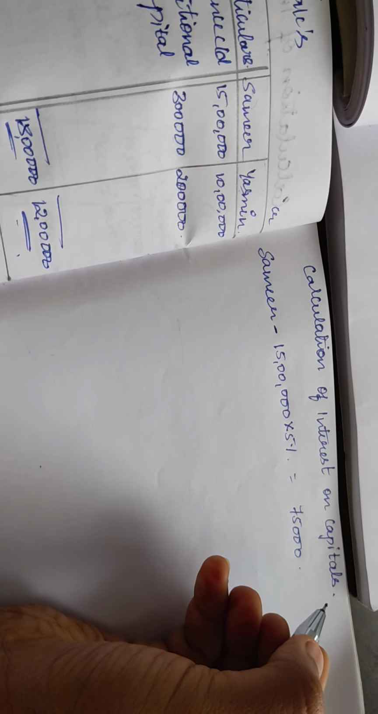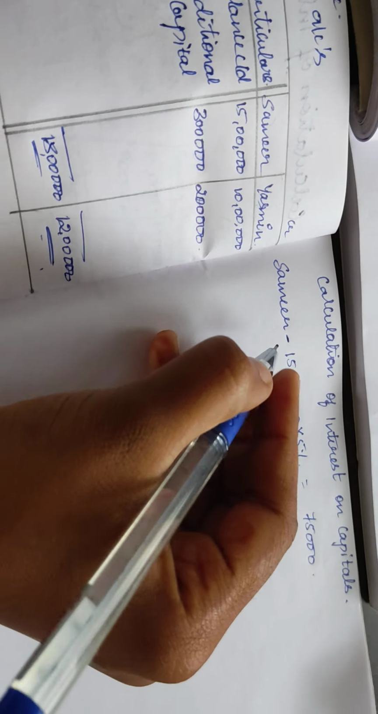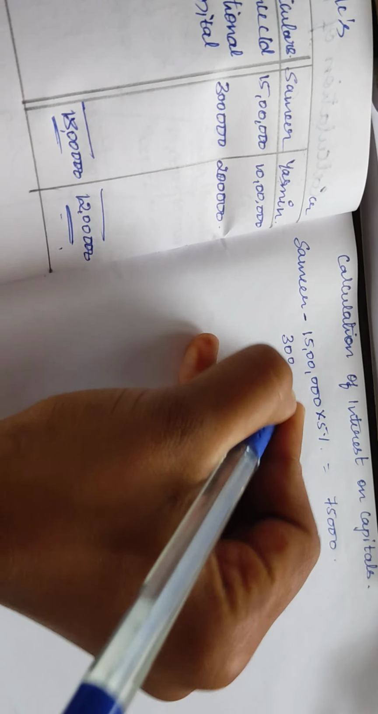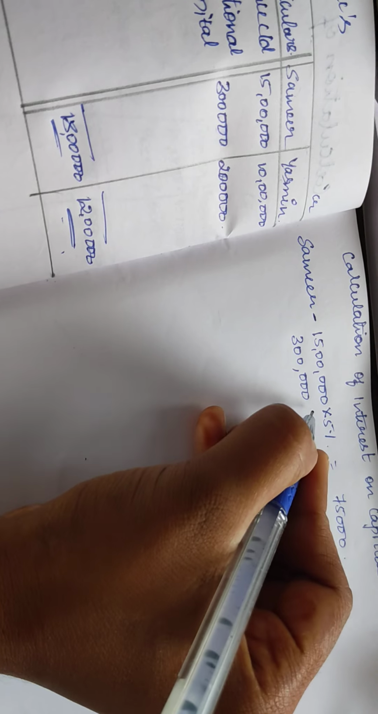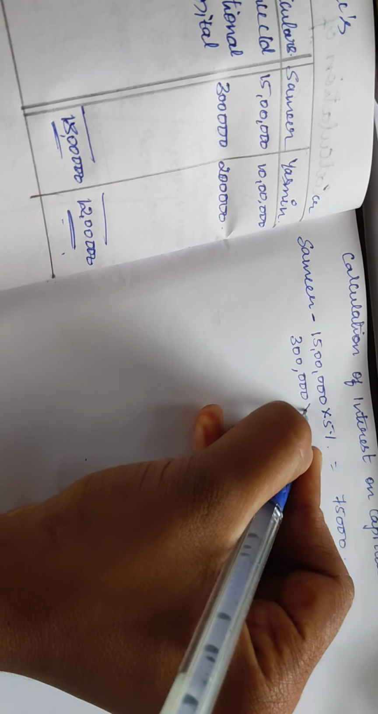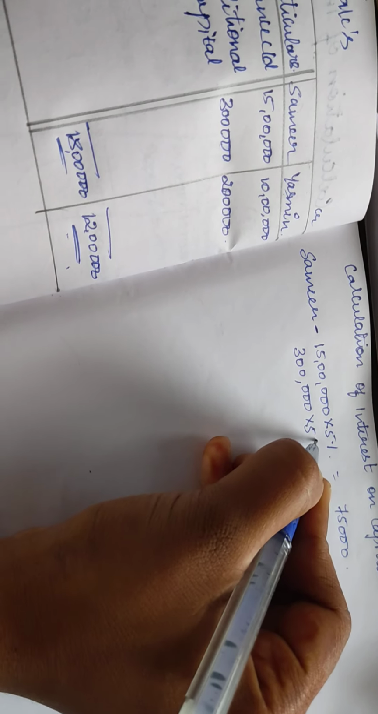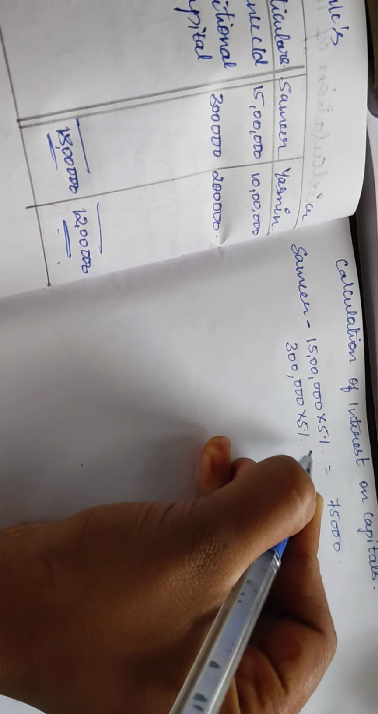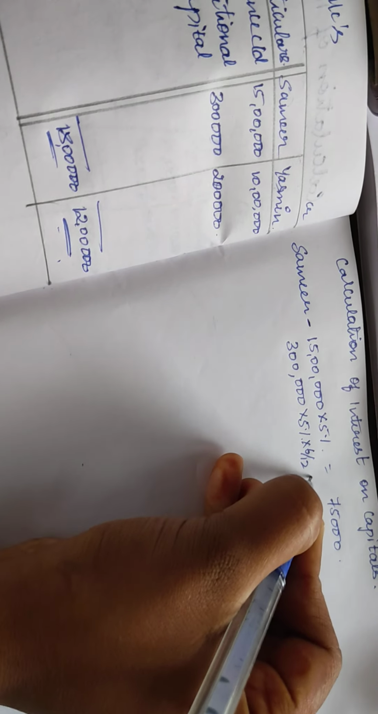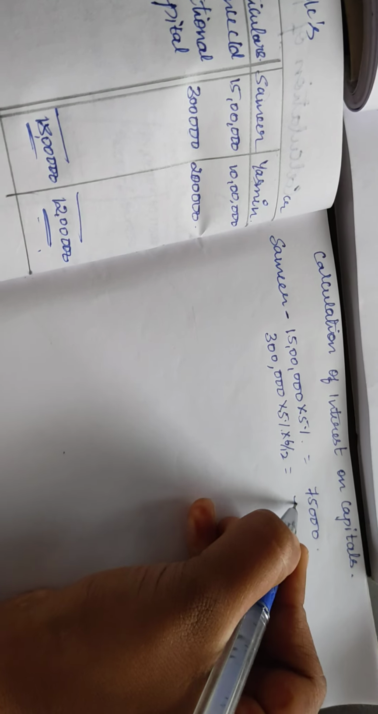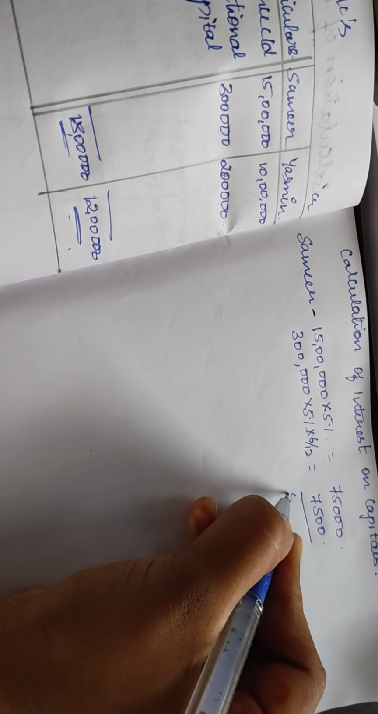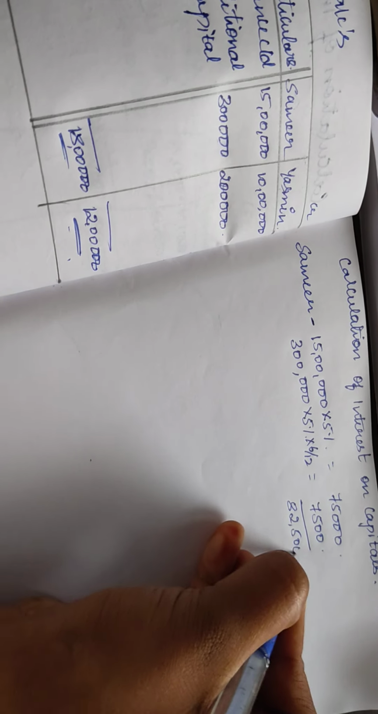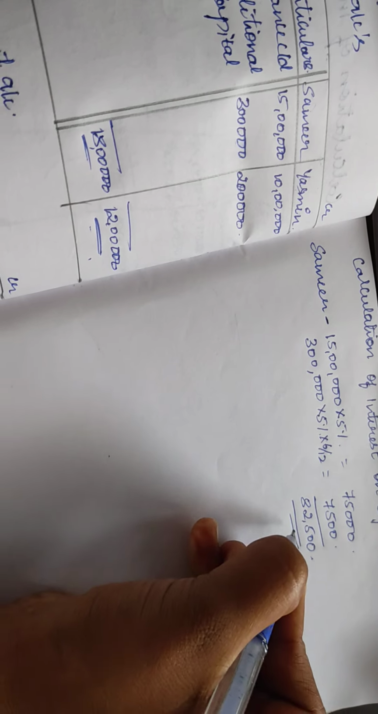And we need to calculate the interest on additional capital also, that is 3 lakh which was brought in July. So for 6 months we have to calculate the interest on capital into 5% into 6 by 12. Only for 6 months we are calculating. So it comes to 7,500. So the total is 82,500. Samir's interest on capital is 82,500.